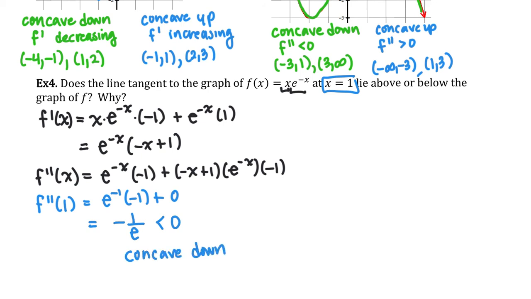So let me reread the question. Does the line tangent to the graph of f of x at x equals 1 lie above or below the graph, and why? Okay, so let me imagine this is a concave down graph, even though I have no idea what it looks like. If I drew a tangent line to the graph, the line is always above the graph. So let's go ahead and answer the question. Does the line tangent to the graph lie above or below the graph? Above the line. No, above the graph.